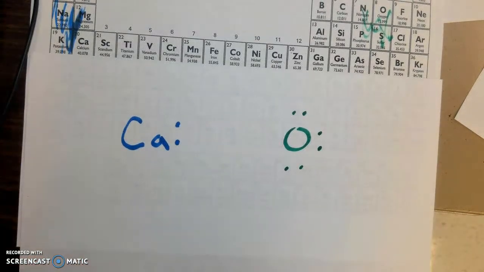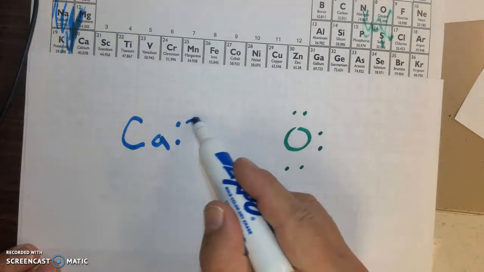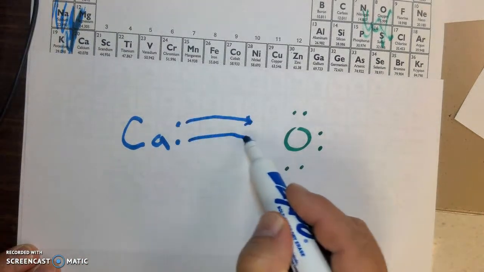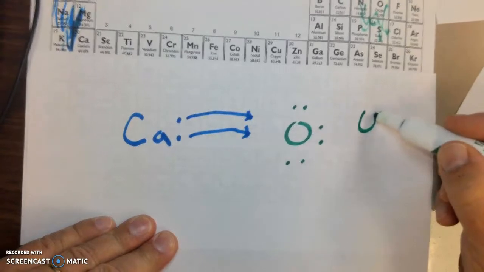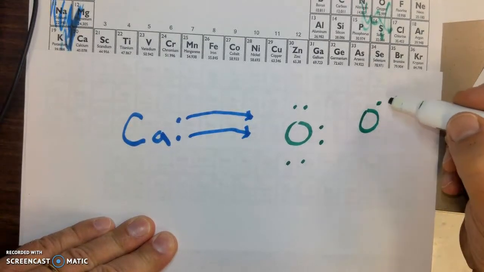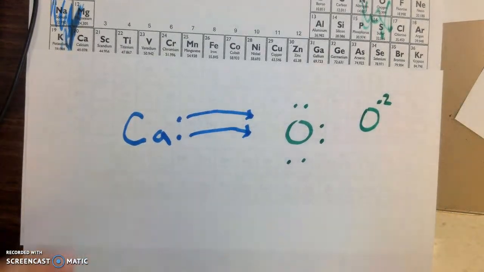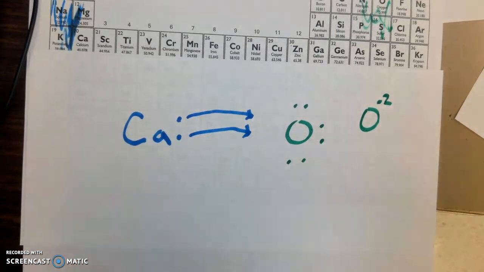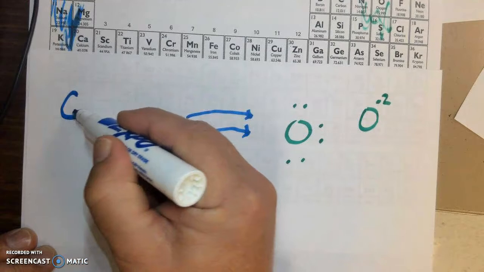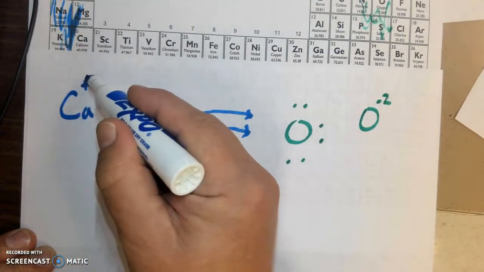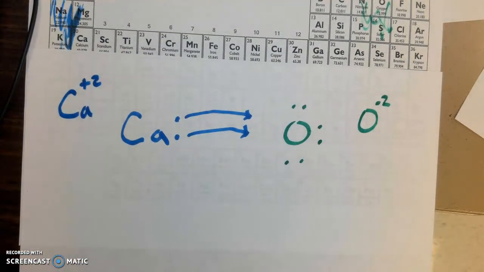So calcium is going to lose its 2 electrons in its outermost shell to oxygen. Now remember, when this takes place, oxygen will be -2 charged. It's an anion. It's going to have those 2 extra electrons. And calcium loses 2 electrons. Remember, electrons are negatively charged, so calcium is going to be +2. It's a cation, which is what we call it.